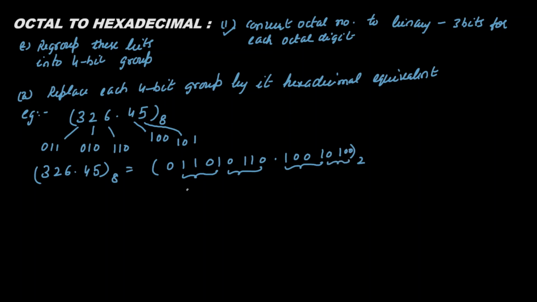Now what is 1101 equivalent to? 1101 is equivalent to 13. So 13 is written as D. Then 0110, this is equivalent to 6. And 1001, this is 9. And 0100, this is 4. So finally, we can write this as D6.94, so this is my answer.